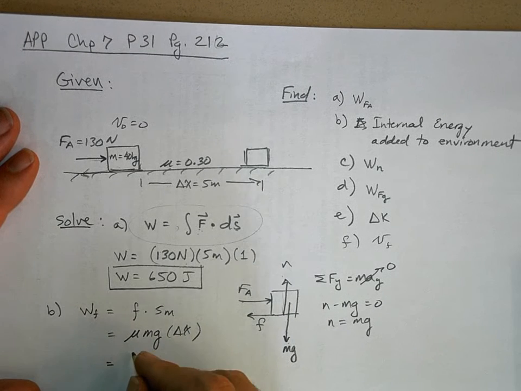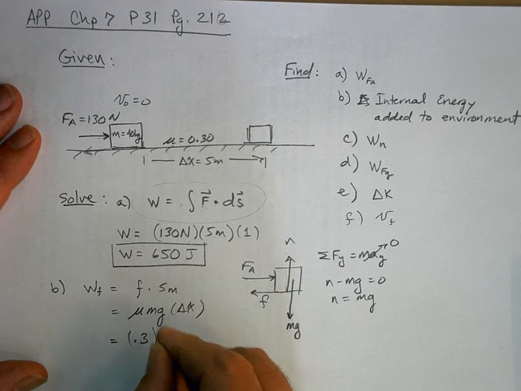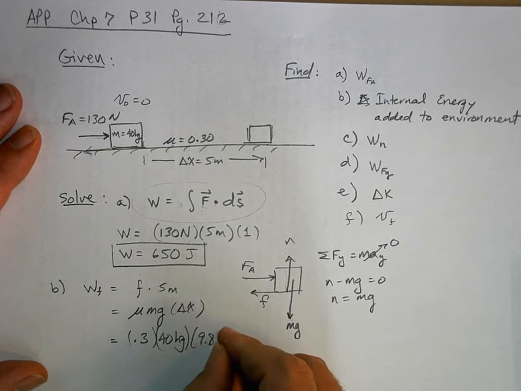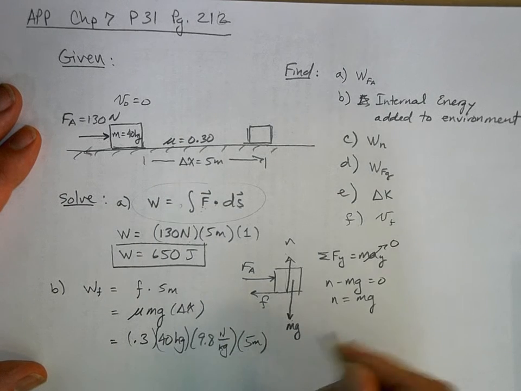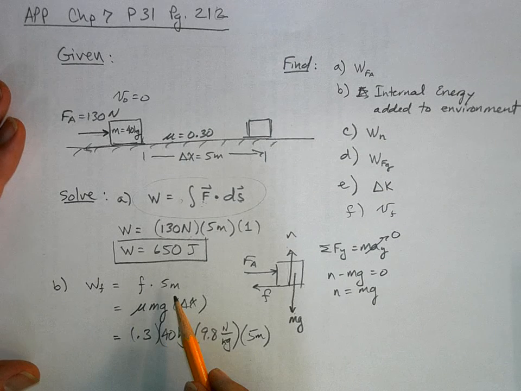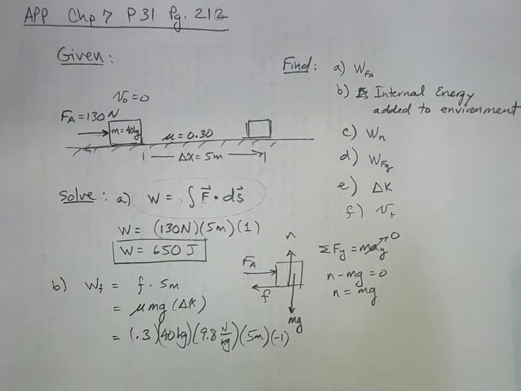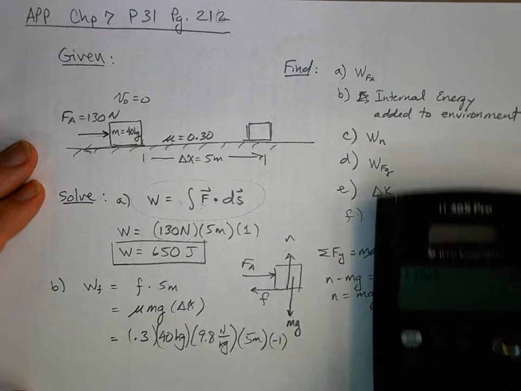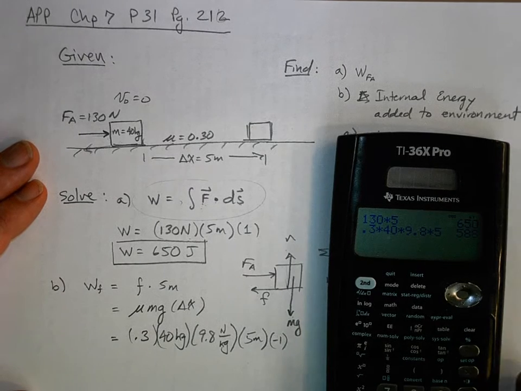Mu is given to be 0.3. The mass was given to be 40 kilograms. g on Earth is 9.8 newtons of force for every kilogram of mass. Delta x is given to be 5 meters. And now, the angle between the force and the displacement is 180 degrees, so the cosine of 180 is -1. So let's do this: 0.3 times 40 times 9.8 times 5 is 588.